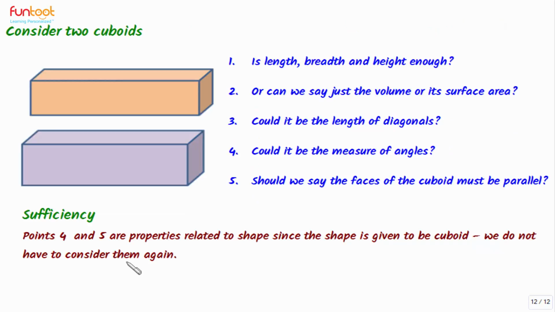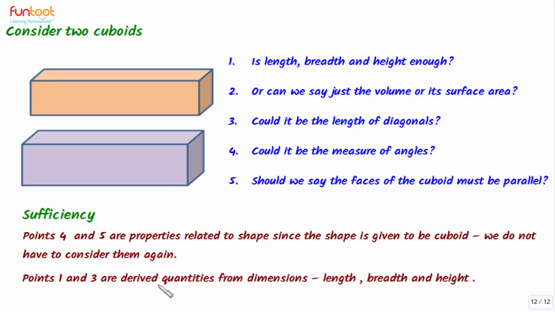Now let's look at the sufficiency. Points 4 and 5 are properties related to shape. Since the shape is given to be cuboid, we do not have to consider them again. Points 1 and 3 are derived quantities from dimensions, length, breadth and height. Therefore, dimensions being the same for the two cuboids is the sufficient condition for us to determine the congruency of two cuboids.